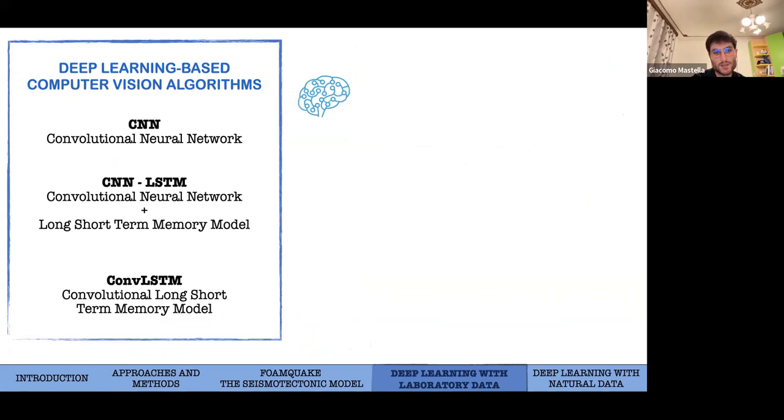Which kind of algorithms did we use? We use convolutional neural networks and LSTM models. I'm not going into the details of these algorithms, but if you're interested, you can ask me whatever you want at the end of the talk. But basically, they're very useful algorithms that are capable of incorporating both the spatial and the temporal evolution of a given process.